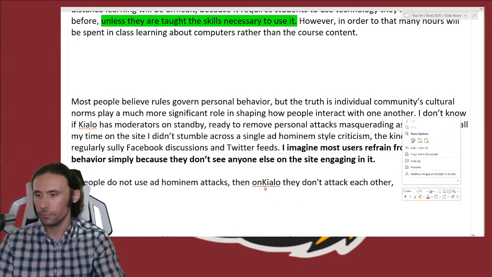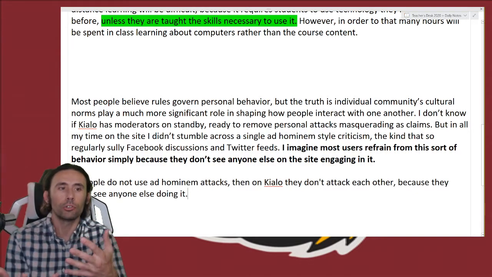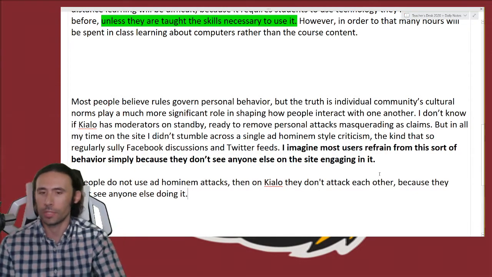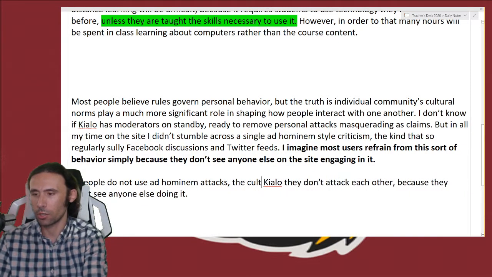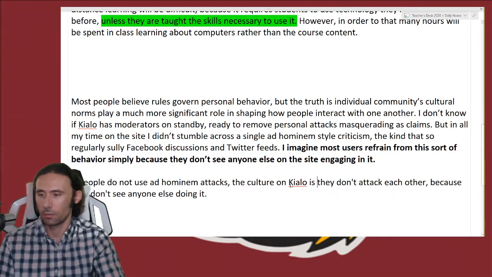Because they don't see anyone else doing it. It's like the culture. It's like the style of the website, right? According to this author, he claims that it's like the culture, right? The claim is like the culture on Kialo. Maybe I can even change this. Like the culture on Kialo is you don't attack each other.